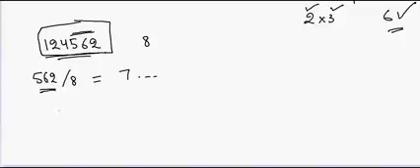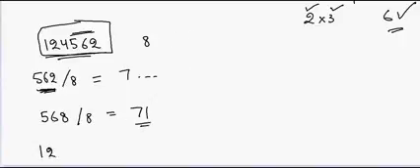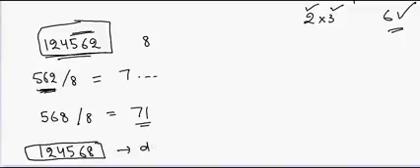How can I make it divisible by 8? By making these 3 digits divisible by 8. So if I have 5 6 8, that can be divided by 8, so we'll get 71. So therefore if I change this number to 1 2 4 5 6 8, then this number would be divisible by 8. So then in that case it will work.